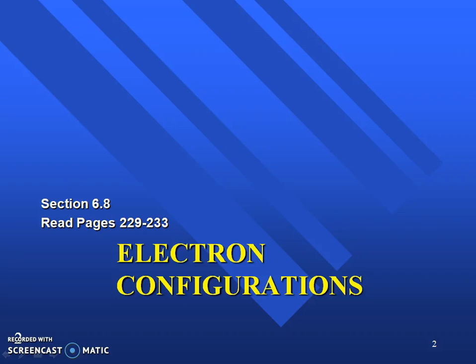This is Mrs. O'Neill for AP Chemistry, Chapter 6, Section 8, Electron Configurations. I'm going to go through most of this rather quickly because you should have learned this in Chem 1.